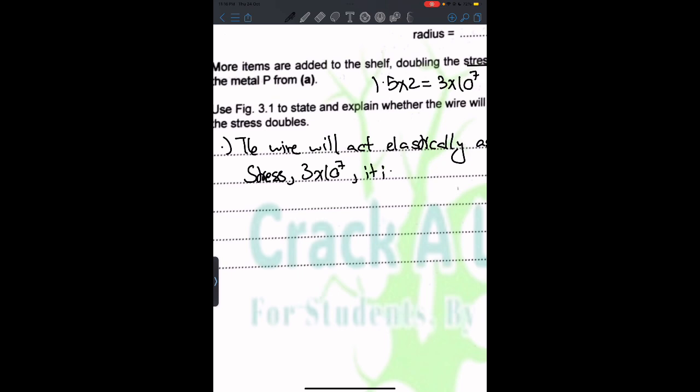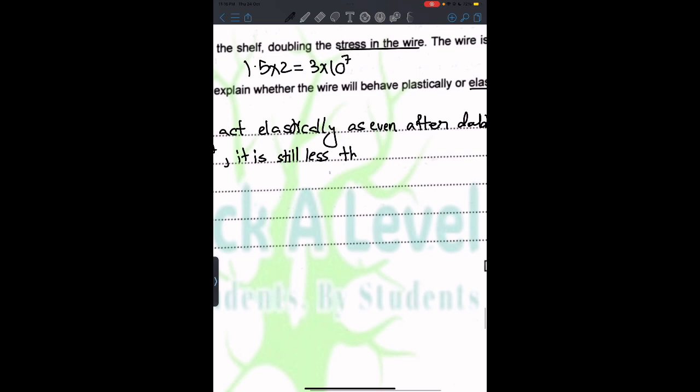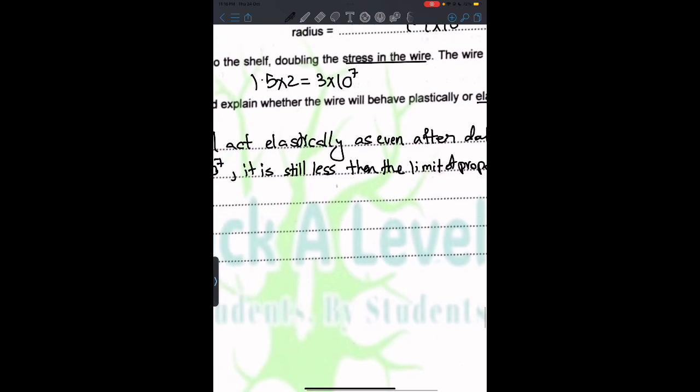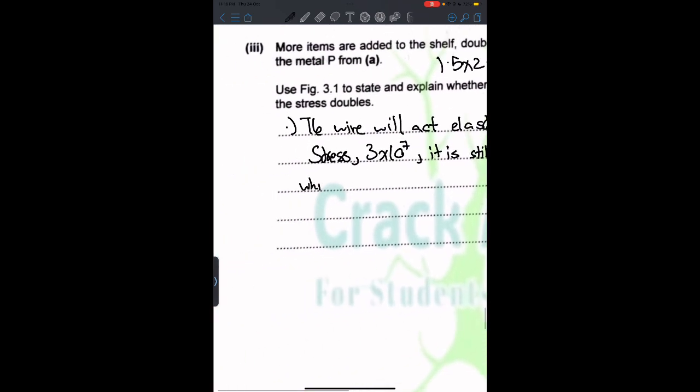It is still less than the limit of proportionality, which is 24 × 10^7. So it's just a very easy question.